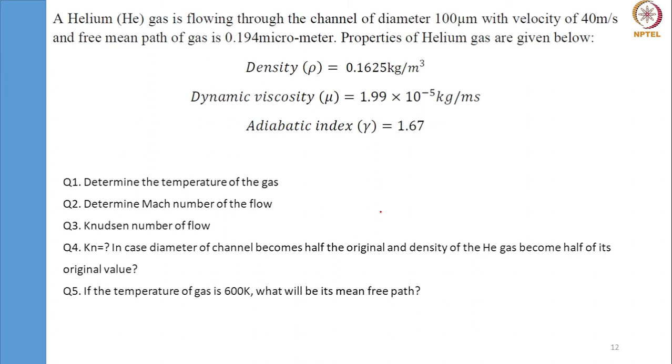Okay. Let's take up one more numerical. We have helium gas that is flowing through a channel of 100 microns with a velocity of 40 meters per second. The mean free path of helium gas at these conditions being 0.194 microns. We are required to find out the temperature of the gas given density, dynamic viscosity, and adiabatic index of helium.